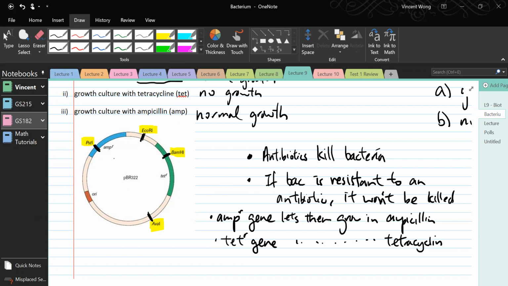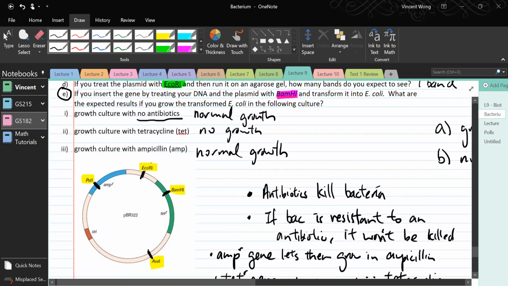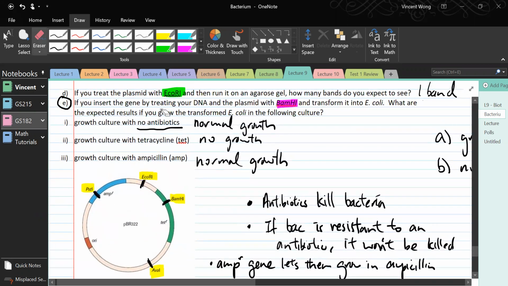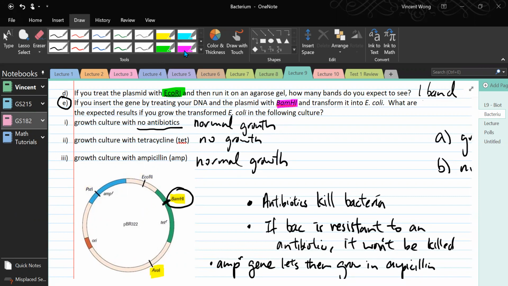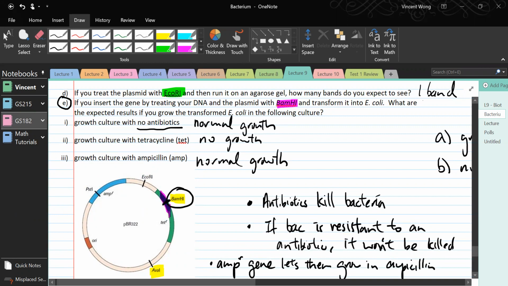Okay, so here is the question. The question says, we will be inserting the gene by treating your DNA and the plasmid with BamHI. All that means is, of all the possible insertion sites, location 1, 2, 3, 4, I'm going to insert it right here at the BamHI site. So everything else is going to be uninterrupted, but I'm going to put the gene I'm trying to clone to mass produce right here.